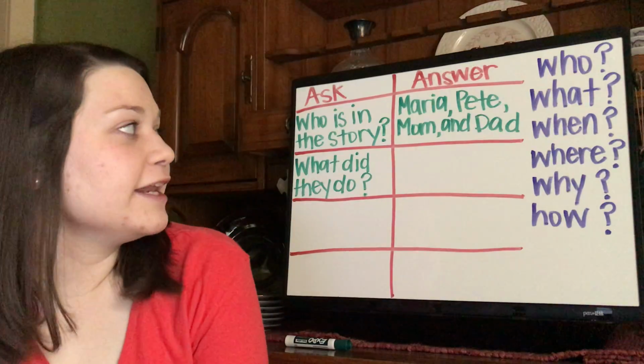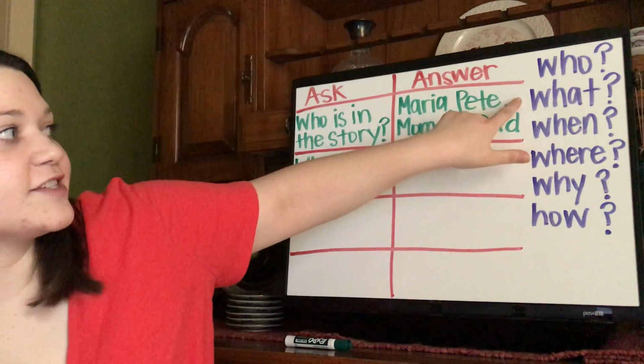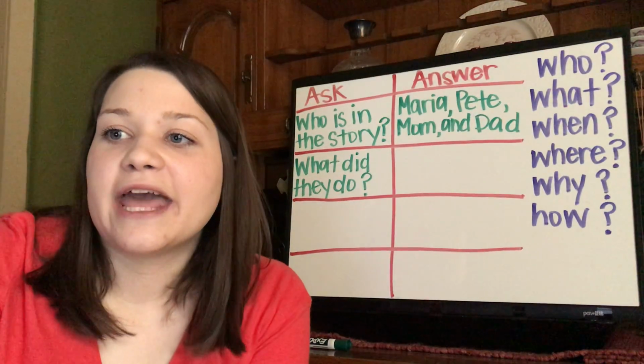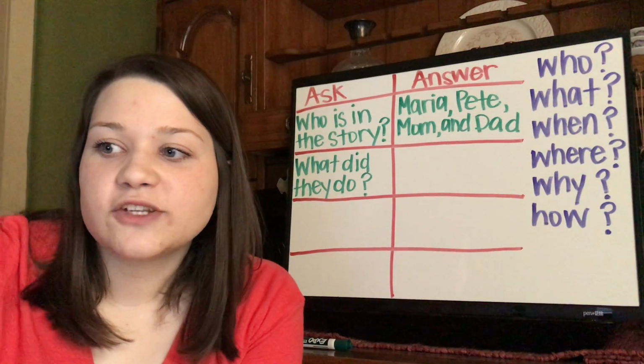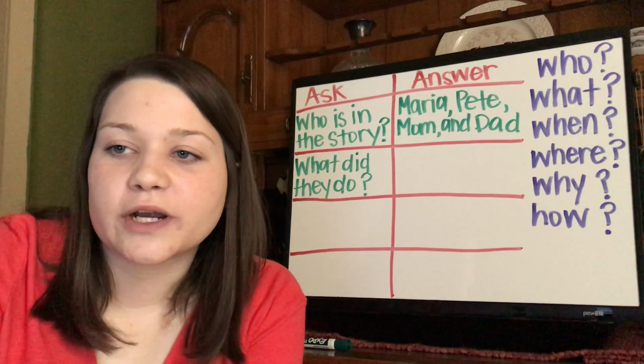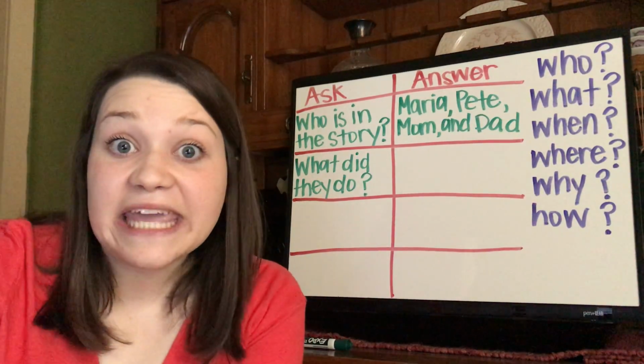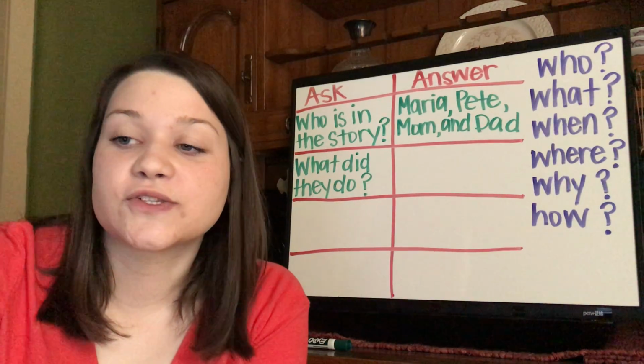All right. So my next question, I kept going down the list. I started with the word what. I said, what did they do? And I looked back in the story and I watched the pictures and I looked at the words and I saw that they went on a hike, or they were hiking. That's what they were doing, their action in the story.